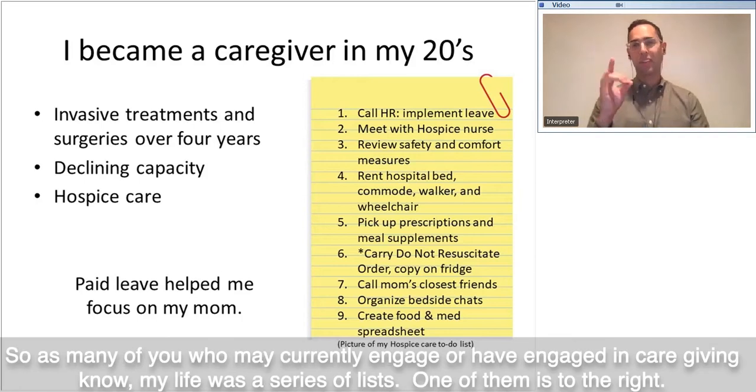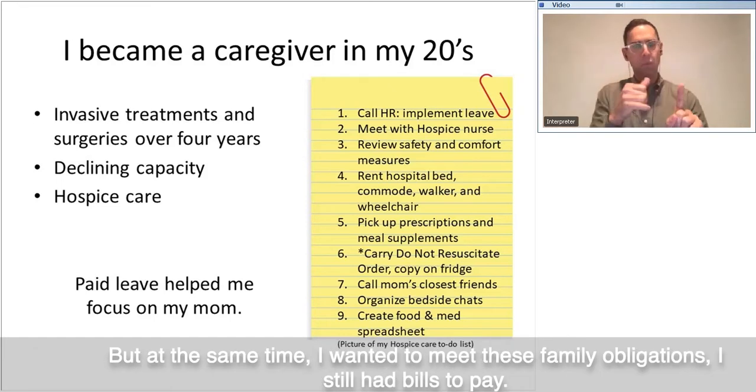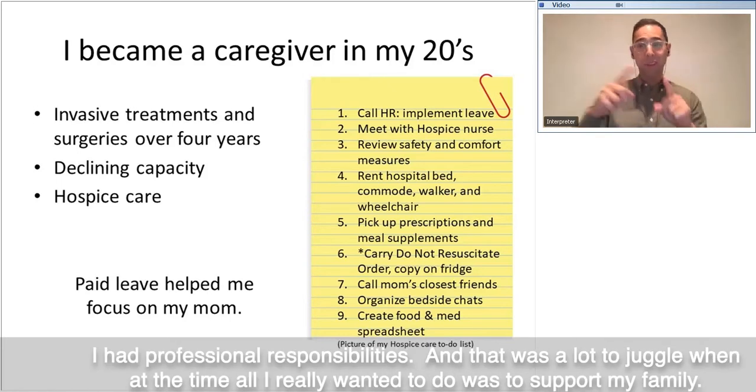As many of you who currently engage or have engaged in caregiving know, my life was a series of lists. One of them is to the right. Those lists helped me meet the needs of my family, but truly my mother, and give her the best possible ending to her life that we could. But at the same time that I wanted to meet these family obligations, I still had bills to pay. I had professional responsibilities, and that was a lot to juggle, when at the time all I really wanted to do was to support my family.